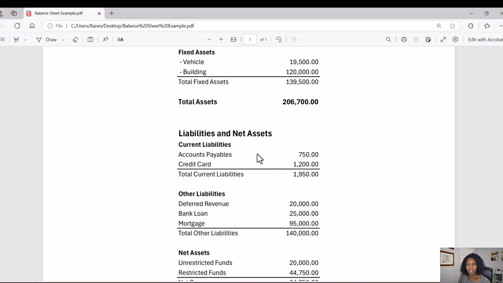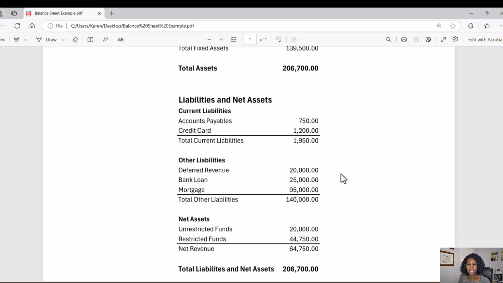So you have your accounts payable, and those are just miscellaneous bills you have to pay. Credit cards, expenses that you've charged on your credit card, and now you have to pay that credit card bill off. Again, I just use fictitious numbers, and your total current liabilities is $1,950. And then you have your other liabilities. These are longer term obligations.